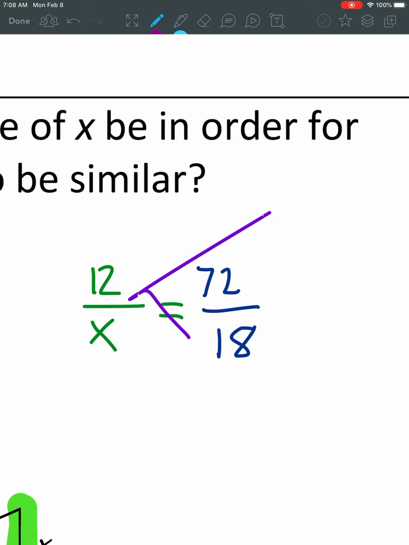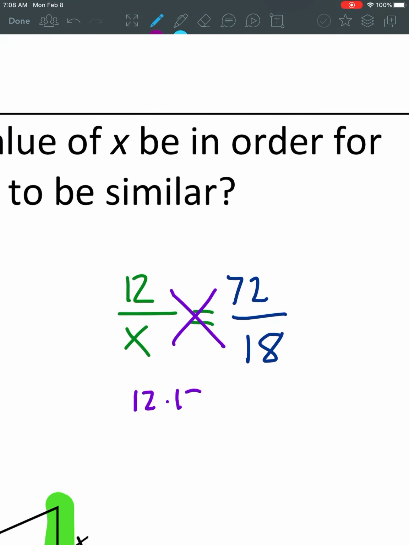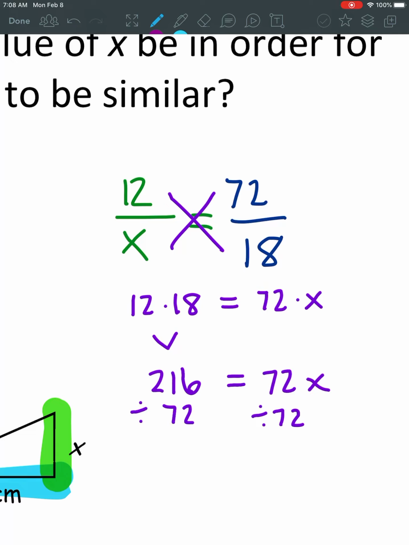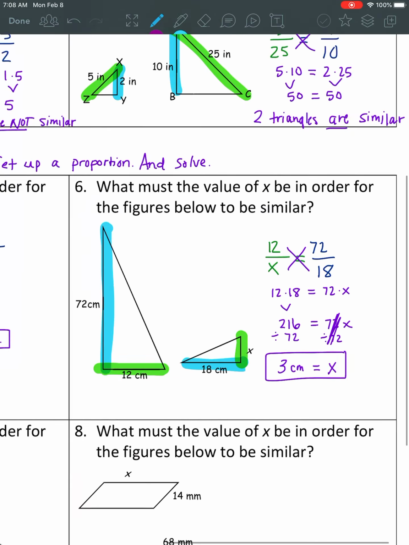Then our proportion is set up, so we're going to use our cross products. So one diagonal is 12 times 18. The other one is 72 times X. And notice I put the X first last time. It really doesn't matter which one comes first. So 12 times 18 is 216. And then we want to solve for X. So we want to get rid of the number that is with X. So that 72 we're going to divide by. And in this case, my X is on the right side. 216 divided by 72 is 3, so that side length is 3 centimeters.